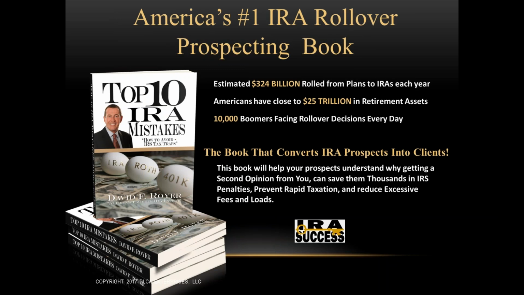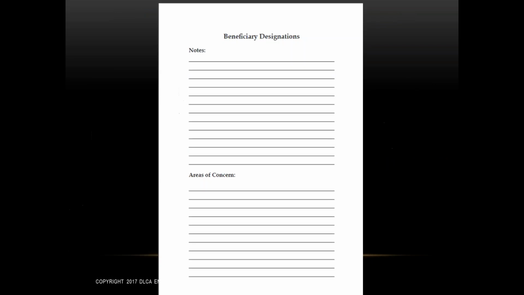What I want to say about the book is this. The estimated $324 billion rolled from plans to IRAs each year, and you know that's going to go up to $500 billion next year. Americans have close to $25 trillion in their retirement accounts, and there's 10,000 boomers facing that rollover decision every single day. This book converts your prospects into clients. It's going to help them understand why coming back to you and getting that second opinion is going to save them thousands of dollars in penalties, prevent rapid taxation, and reduce excessive fees and loads. It's all in the book Top 10 IRA Mistakes.